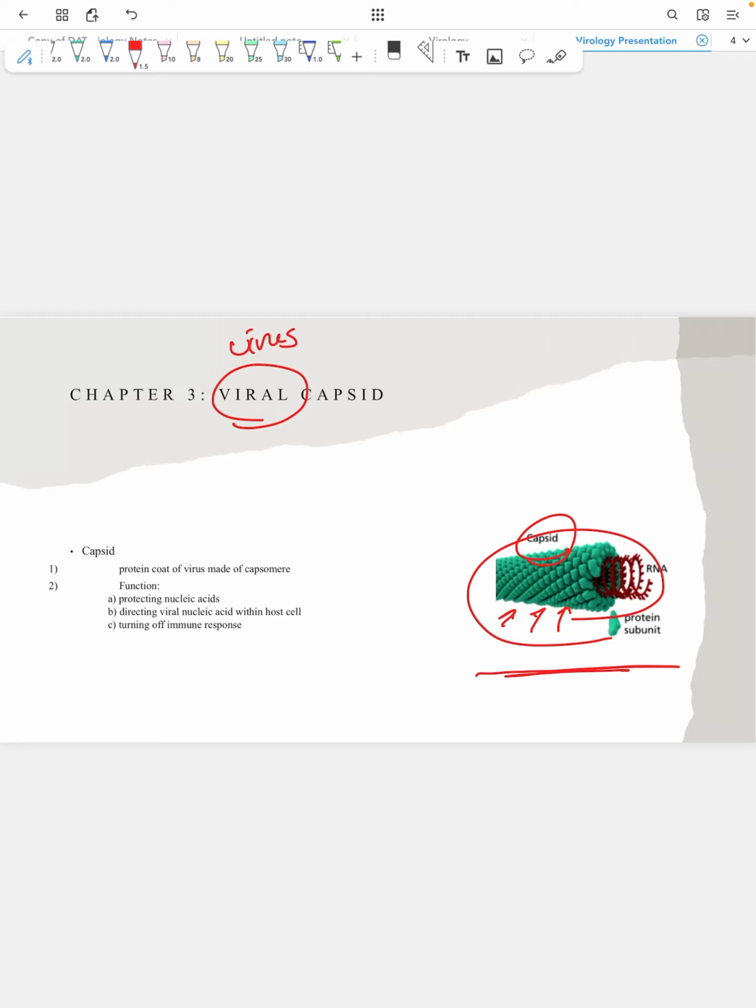The capsid has three major functions. First, protecting the nucleic acid because it functions like a shell. Also, the capsid directs or escorts the viral nucleic acid where to go once it gets into the host cell. Lastly, it turns off the immune responses so that the process is not being hindered.